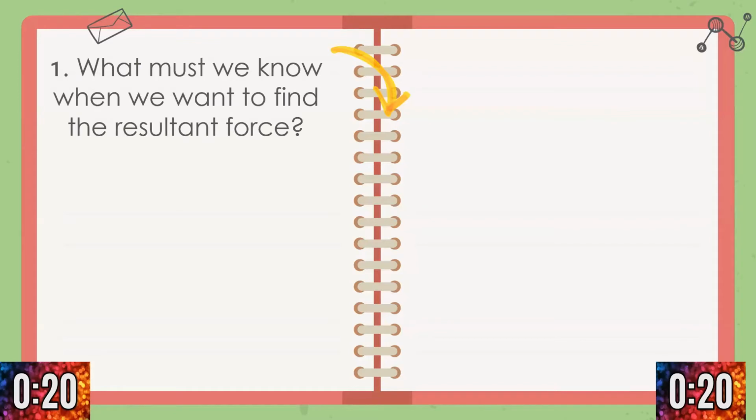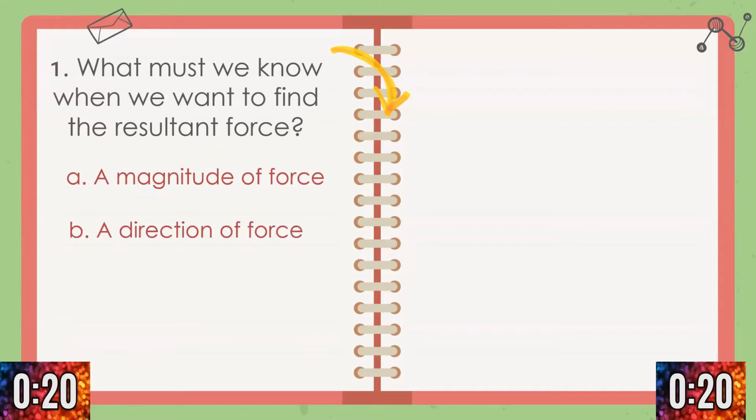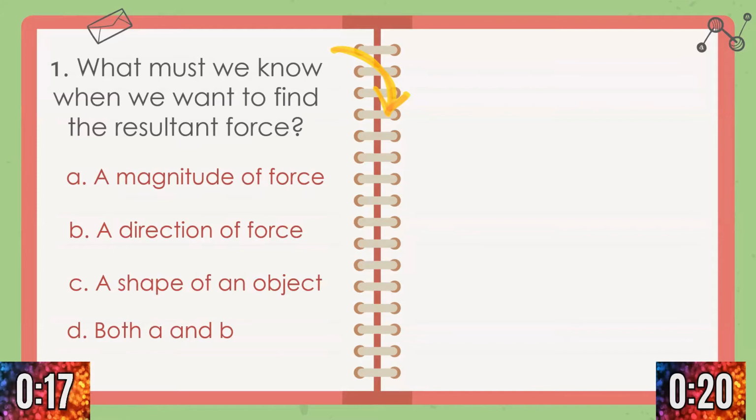What must we know when we want to find the resultant force? Is it A, a magnitude of force, B, a direction of force, C, the shape of an object, D, both A and B? In finding the resultant force, we have to know two things. What are these things? Circle your answer now.